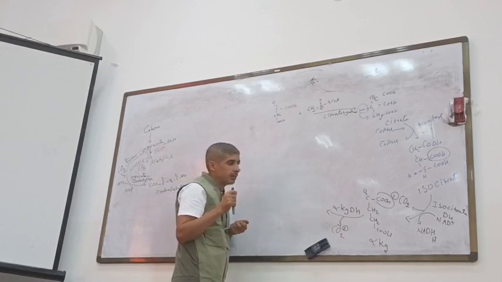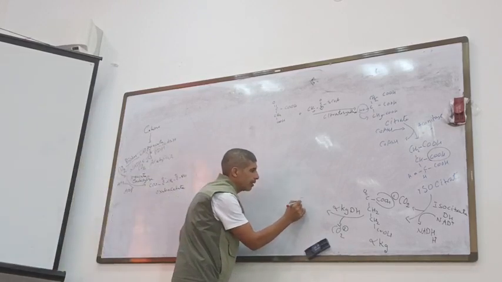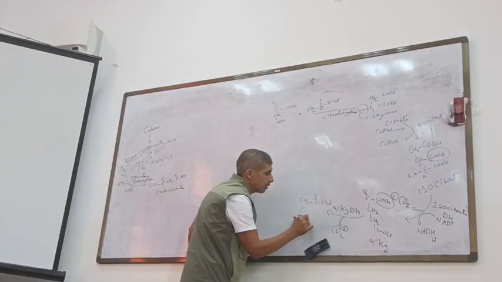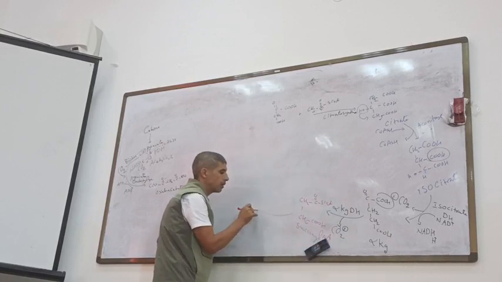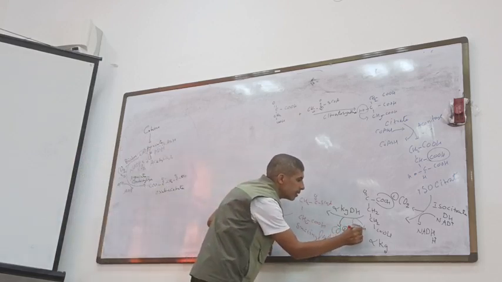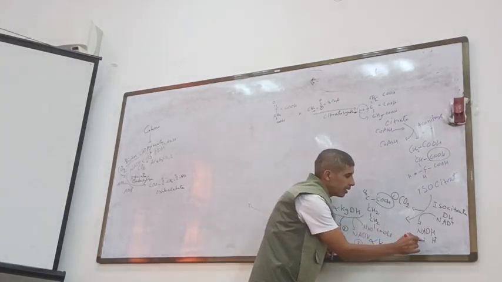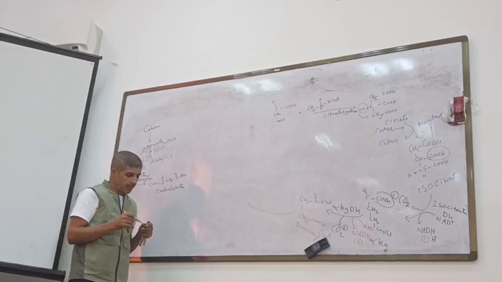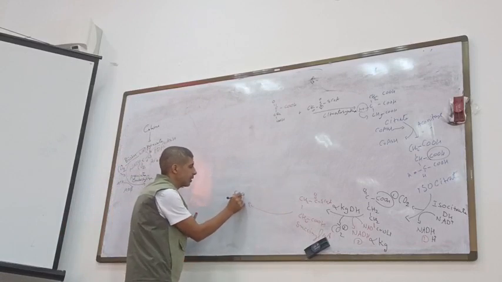Then succinyl-CoA, which is CH2, CH2, CO-SCoA, COOH. This is called succinyl-CoA. Here the NAD is reduced to NADH, the second NADH reduced. Okay. Succinyl-CoA goes to succinate. This is the chemical structure of succinate.